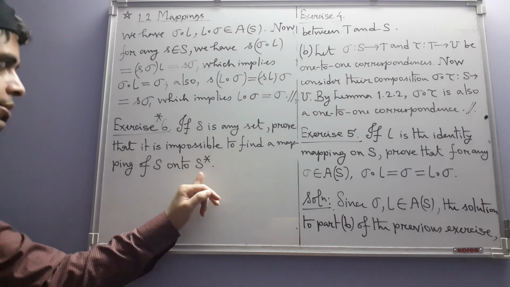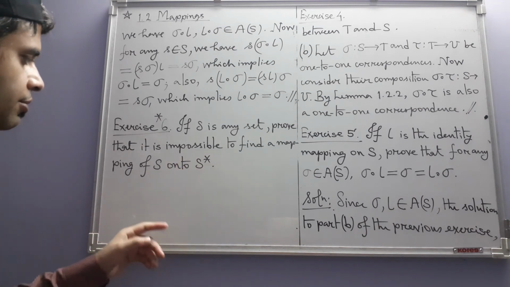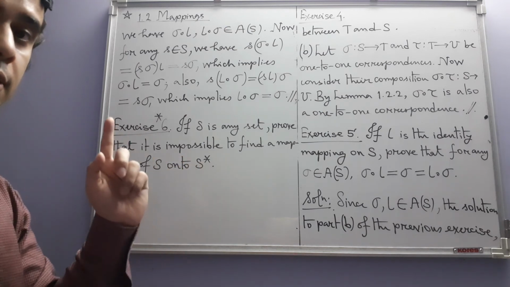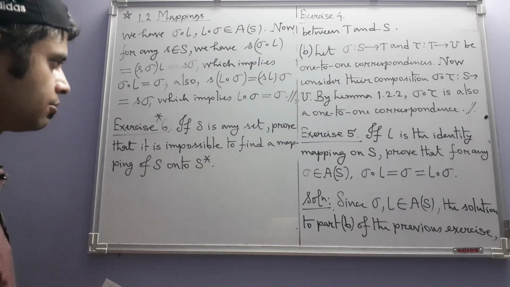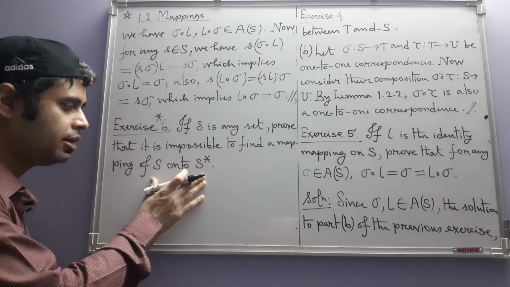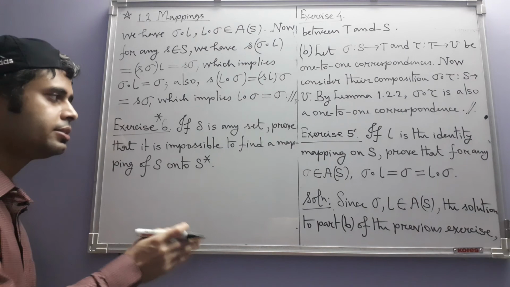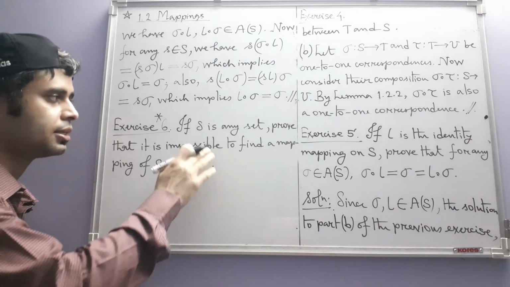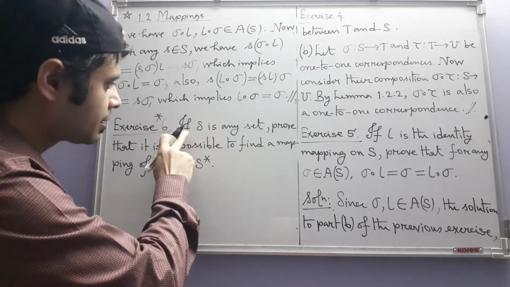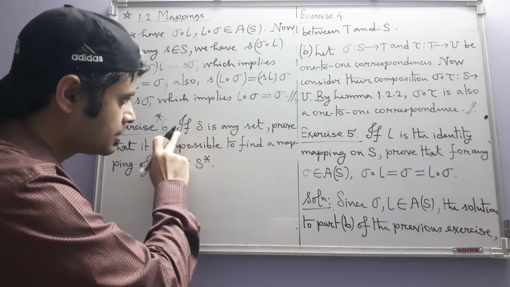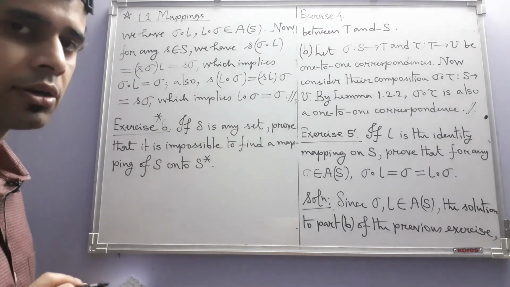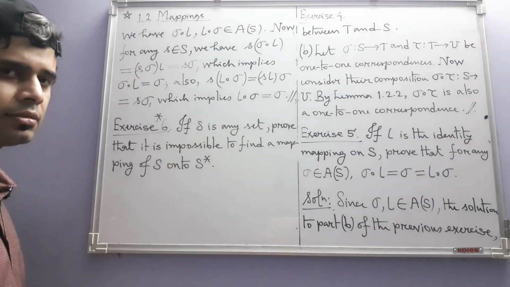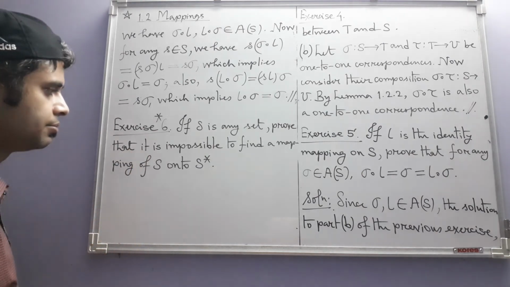So what this exercise says is that we can never find a mapping which maps S to S star and it is onto. Okay. Now, since we have defined mappings only between two non-empty sets, it is implicitly assumed, since we are talking about mappings between S and its power set, that S is non-empty. Although the author writes S is any set, you have to understand it is any non-empty set. But here the result is also true when S is empty. But since that is only one case, we can just leave it.